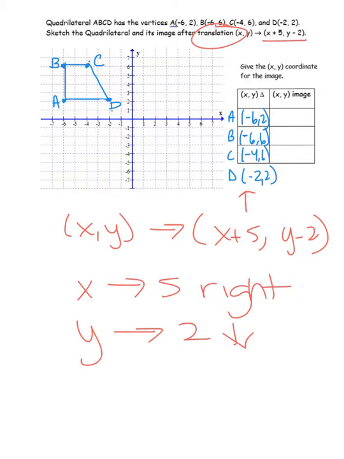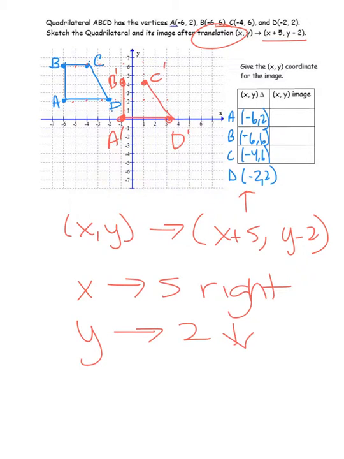I'm going to take each point and do that movement. With A, I go 1, 2, 3, 4, 5, down 2. Here's my new point, and we call that A prime. Do the same thing with B: 1, 2, 3, 4, 5 to the right, 2 down, that's B prime. Do the same thing with C: 1, 2, 3, 4, 5, 2 down gives me C prime. And my last point is D: 1, 2, 3, 4, 5, 2 down gives me D prime.